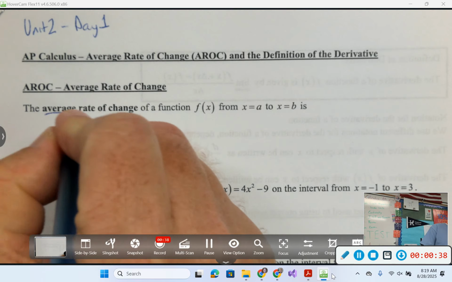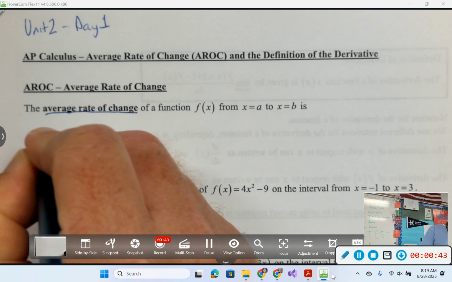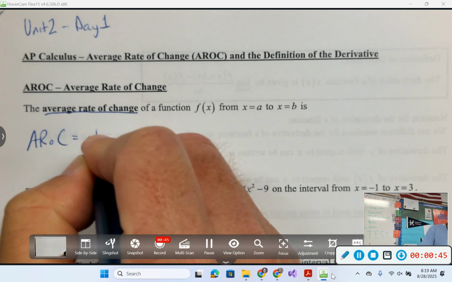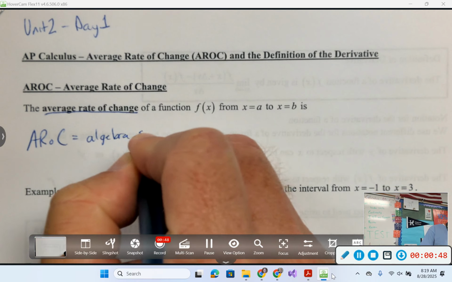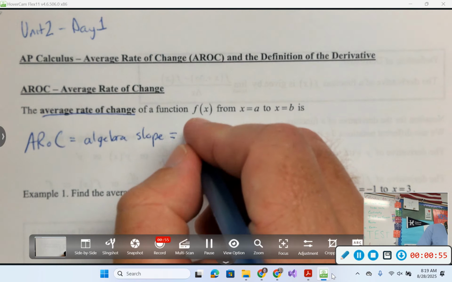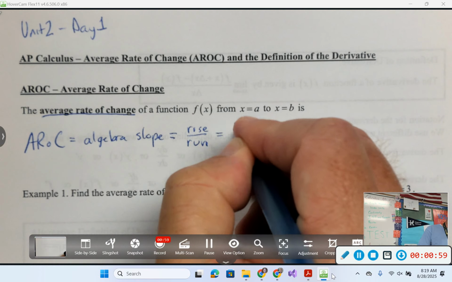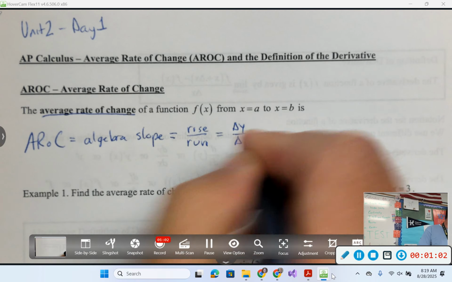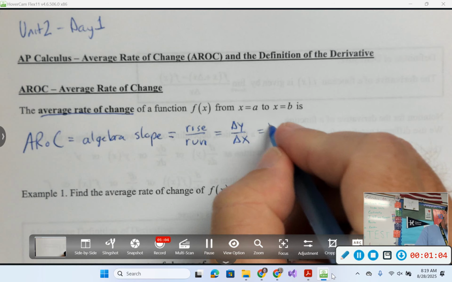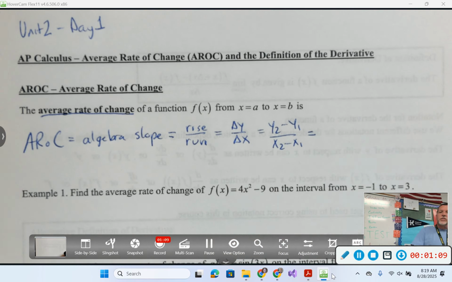The average rate of change, that's basically the algebra slope. I'm going to write it a bunch of different ways, because people sort of learn it different ways, but good old algebra slope. Rise over run. Change in y over change in x. y2 minus y1 over x2 minus x1. All of those are saying exactly the same thing, using different words for them.